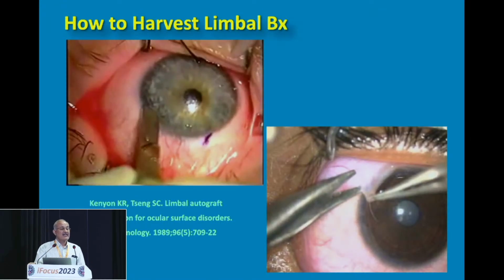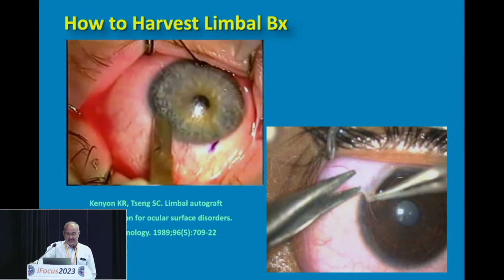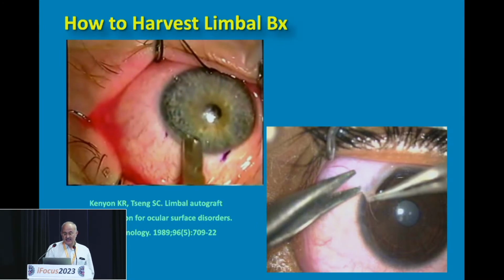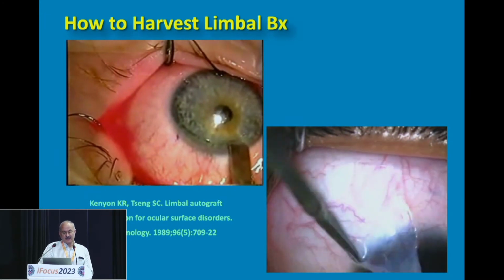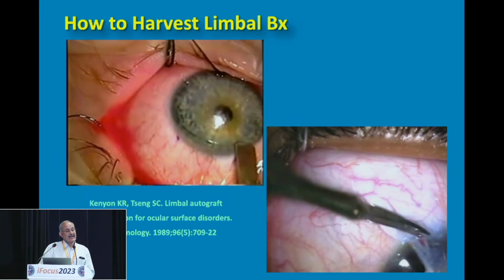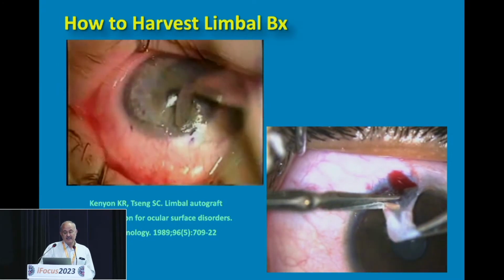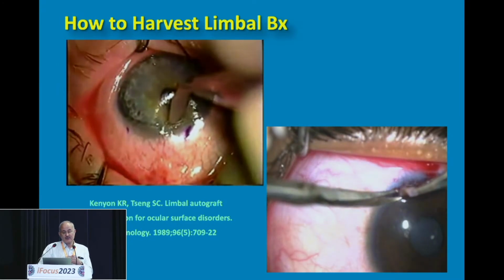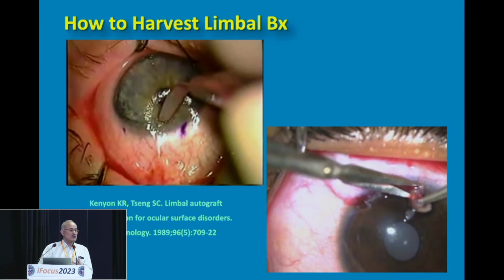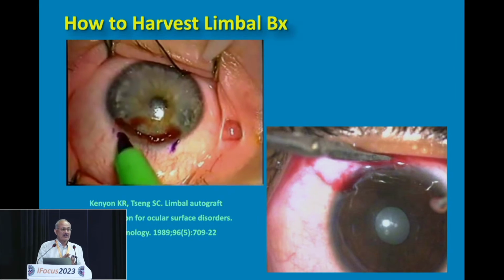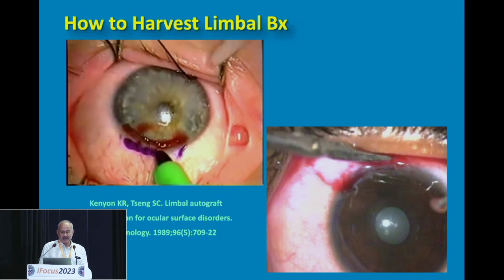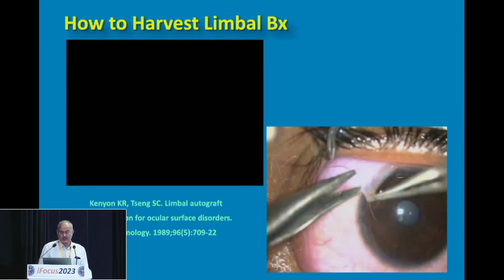To circumvent that, cultivated limbal epithelial transplantation came into being, and see how you harvest the limbal biopsy. The first video available on YouTube is from 1989 by Sefer Singh and Kent Canyon. They started harvesting the biopsy from the corneal side. Fortunately for me, I never saw this video until 5-7 years back. I did not think that was a good idea. I started harvesting the other way around.